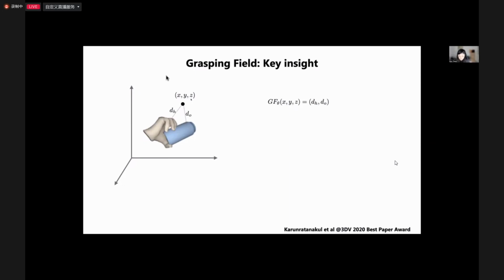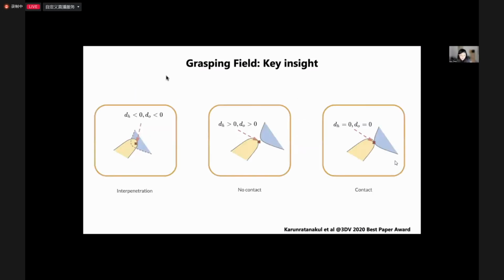And in this way, the contact and the interpenetration relations between the hand and object can be explicitly represented. So we further use deep neural networks to parameterize the grasping field and learn from data. As a result, the learned grasping field serves as a powerful representation to facilitate hand-object interaction modeling, right? And also this learned grasping field can be considered as an interaction prior, which enables us to infer various grasping poses of the hand based only on the 3D object. And here are more details, right?